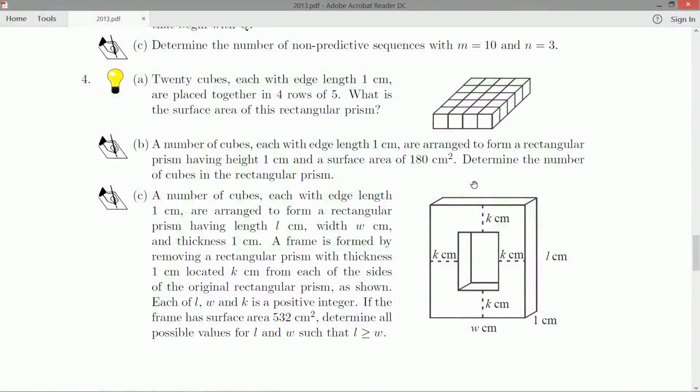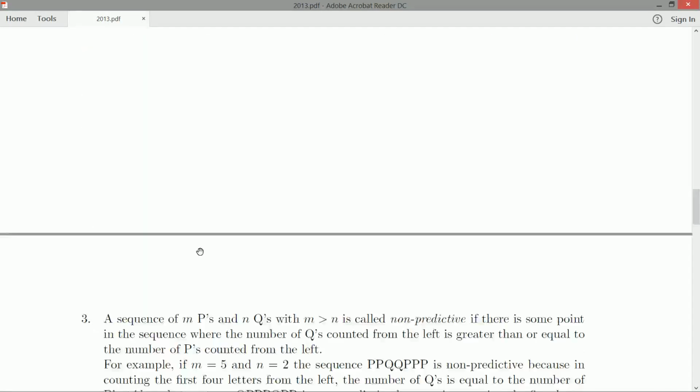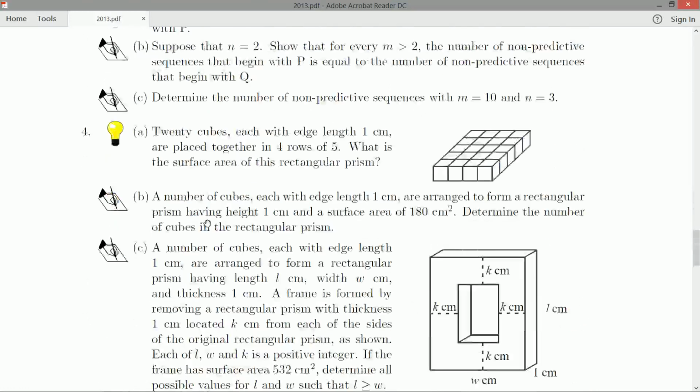We're on question number 4, the very last question in the contest. And we got 3 parts here, a light bulb, a written, and a written. Have they been doing that the whole time? No, there were more light bulbs earlier, but I know question 3 was like that.